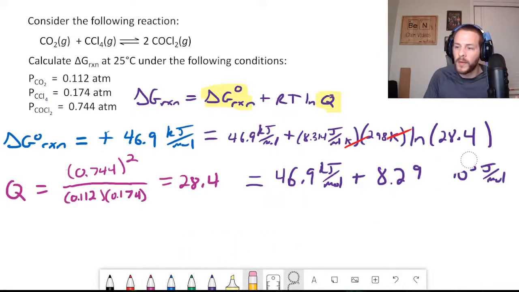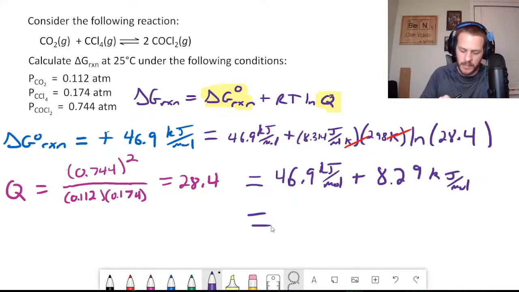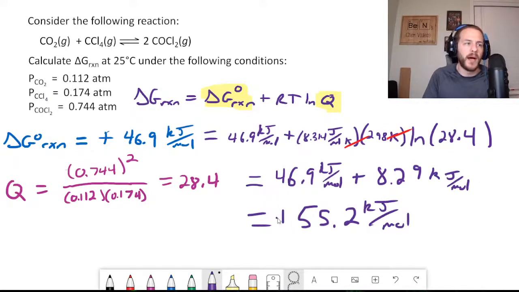So let's go ahead and just do that quick conversion. So it's 8.29 kilojoules per mole. I'll go ahead and lasso this up to move it a little closer. Okay, so we have 46.9 kilojoules per mole plus 8.29 kilojoules per mole. So 8.29 plus 46.9, taken to one decimal place, is going to be 55.2 kilojoules per mole. And that's positive, right?